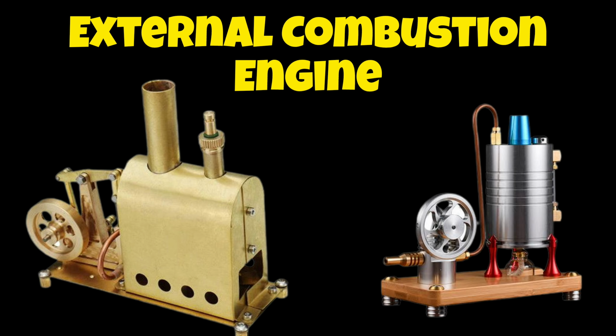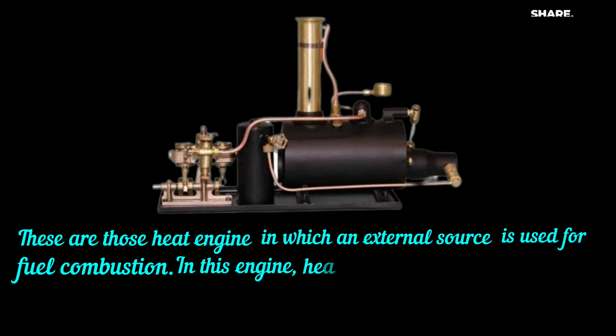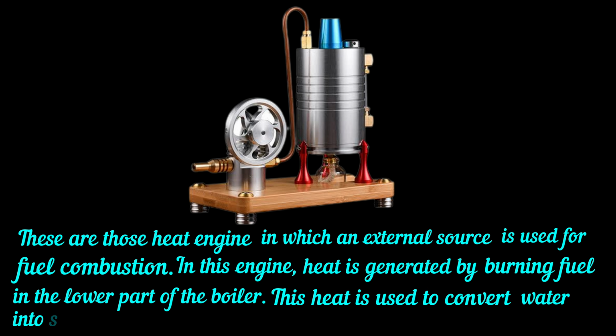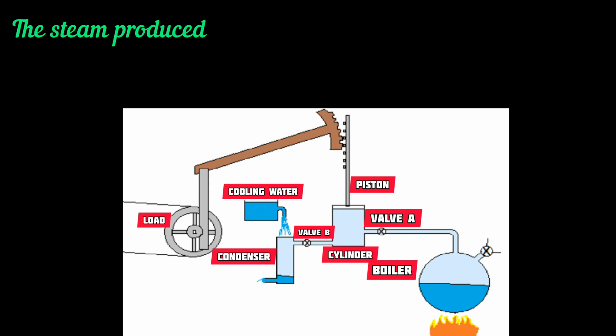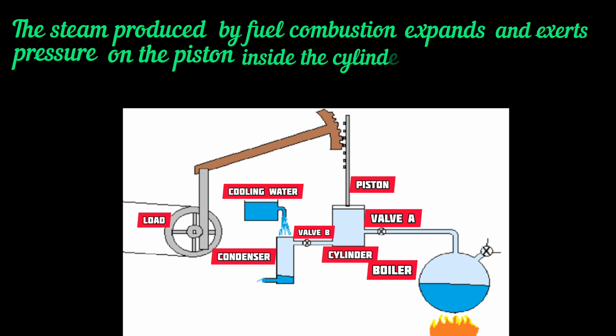External combustion engine. These are those heat engines in which an external source is used for fuel combustion. In this engine, heat is generated by burning fuel in the lower part of the boiler. This heat is used to convert water into steam. The steam produced by fuel combustion expands and exerts pressure on the piston inside the cylinder.